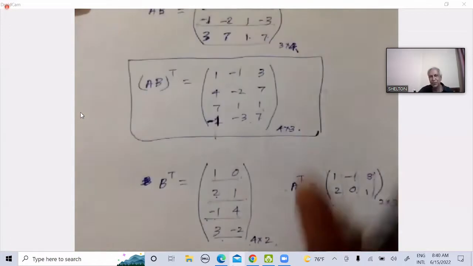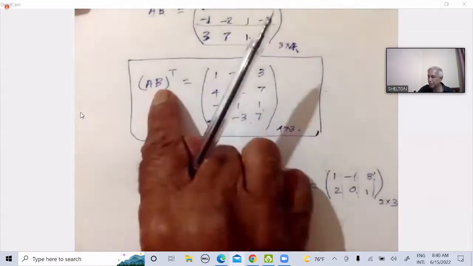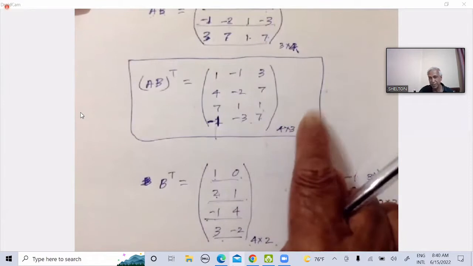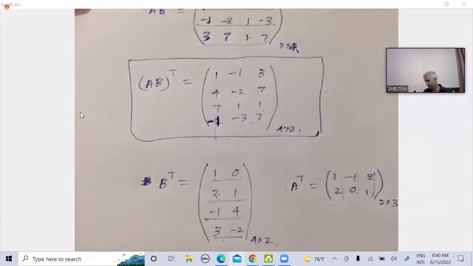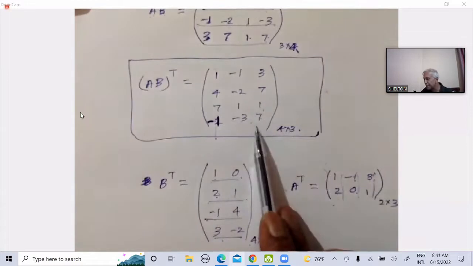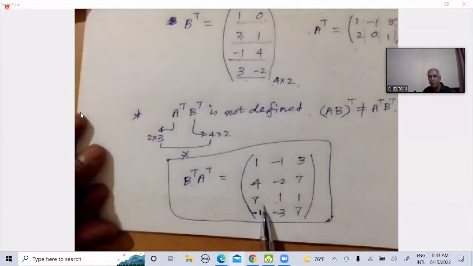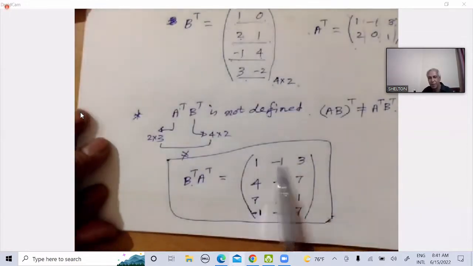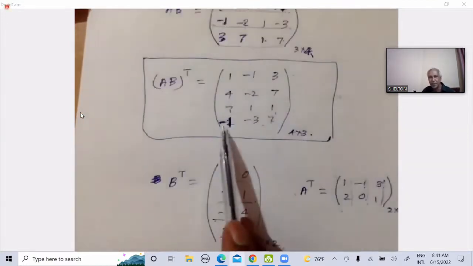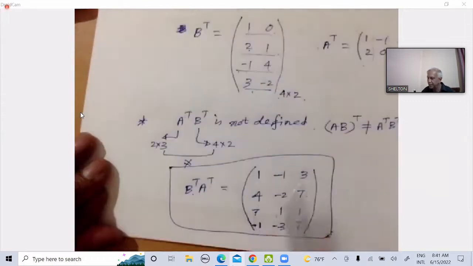Okay, so these two, A transpose, AB transpose, that is this matrix that is in the rectangle here. It's the same as this one. Minus 1, 1, minus 1, 3. 1, minus 1, 3, 4, 2, 4, minus 2, 7. 4, minus 2, 7. 7, 1, 1, minus 1, minus 3, 7.